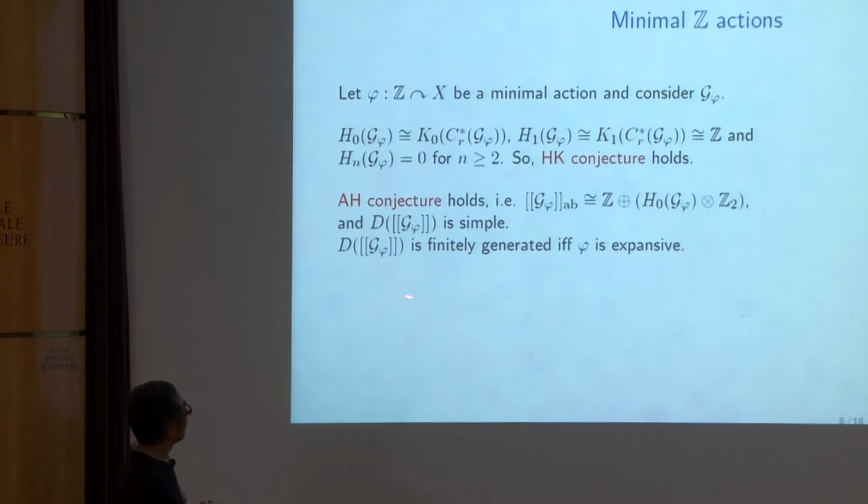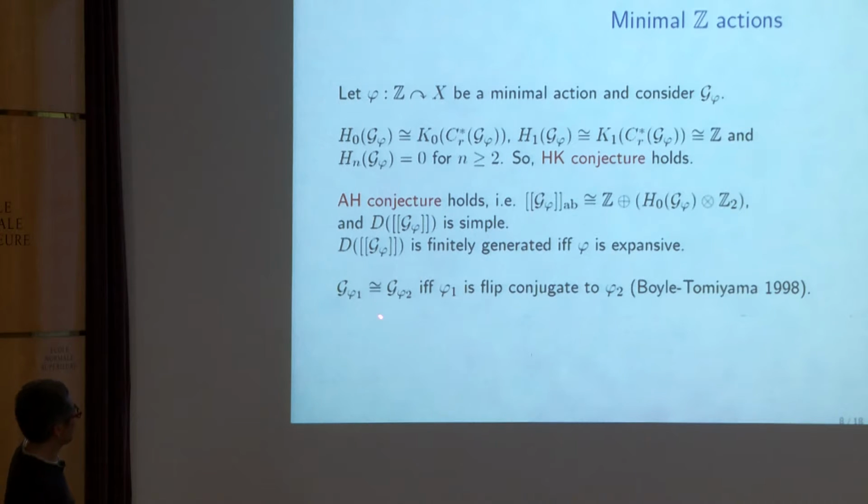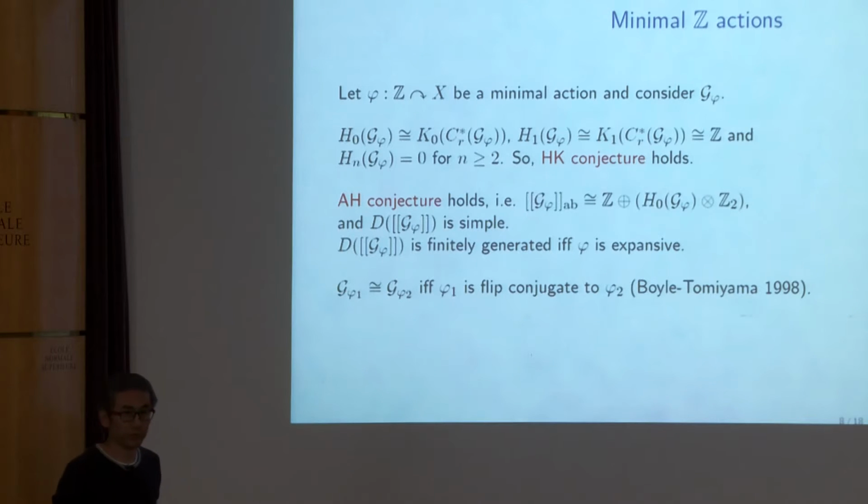And the commutator subgroup is finitely generated if and only if phi is expansive. This is also known. And this groupoid is isomorphic to this groupoid if and only if phi 1 is conjugate to phi 2 or phi 2 inverse. This is the theorem of Boyle-Tomiyama. So the étale groupoids are, in this case, completely classified. They are isomorphic if and only if the topological full groups are mutually isomorphic. This is a consequence of the isomorphism theorem.